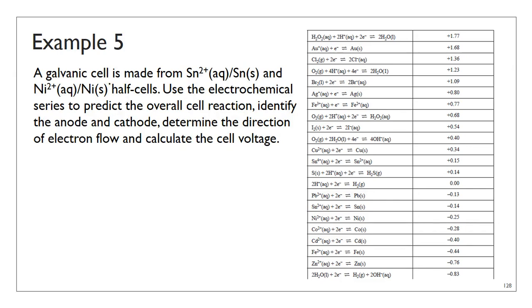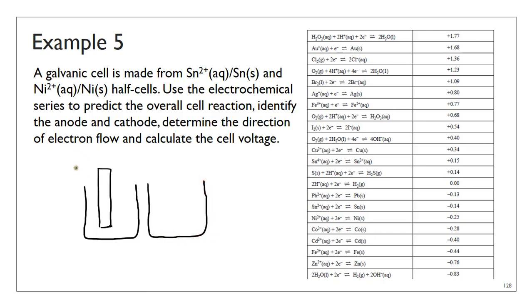Example 5 is another type of question that you can use from the electrochemical series. Essentially, this is using the electrochemical series to predict the operation of a galvanic cell. A galvanic cell is made from Sn2 plus and Sn, and nickel 2 plus and nickel. You need to use the electrochemical series to predict the overall cell reaction, identify the anode and the cathode, determine the direction of electron flow, and calculate the voltage. The first thing you have to do is draw the galvanic cell yourself.